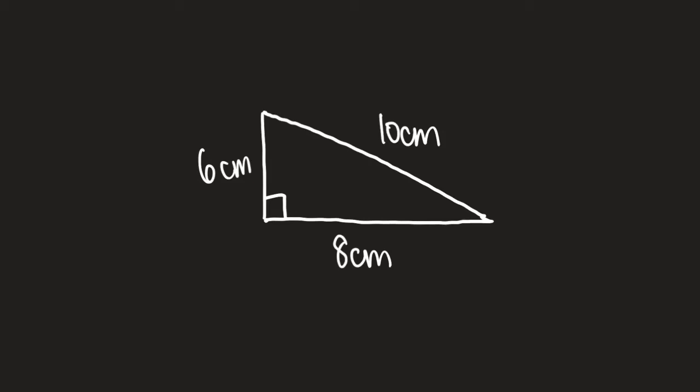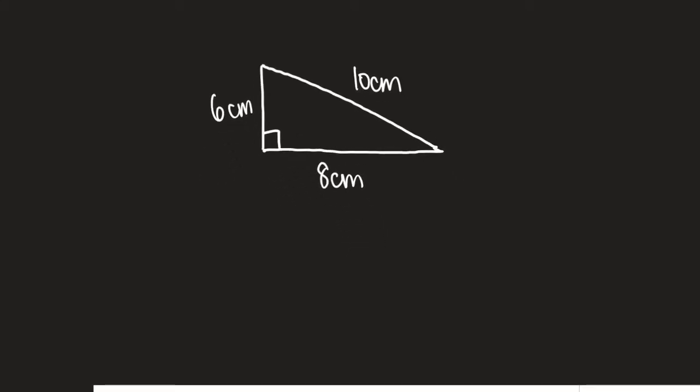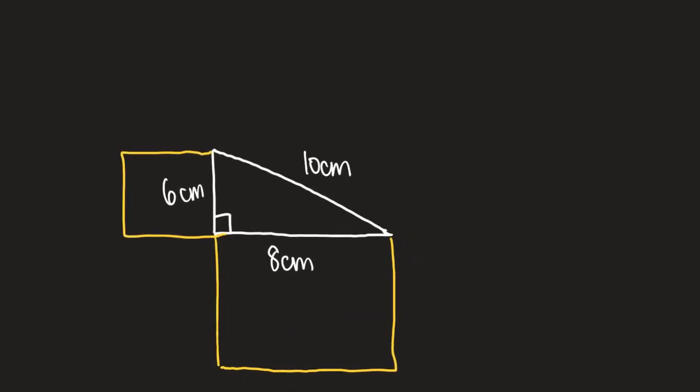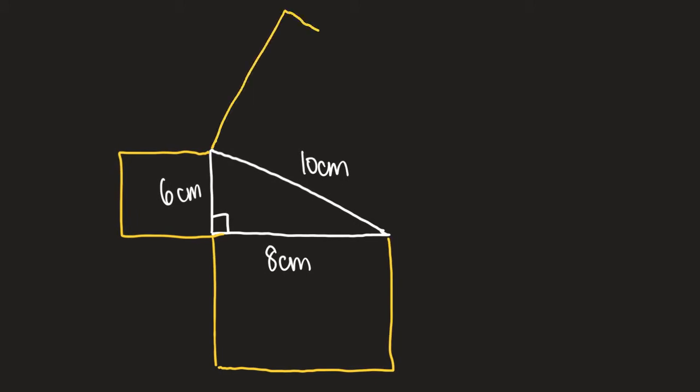If you have a right angle triangle, and we know it's a right angle triangle because I have a little right angle thing there, one of the patterns we can find is that if you make squares out of each of the sides, like this, and like this, the area of the two smaller squares equals the area of the bigger square.